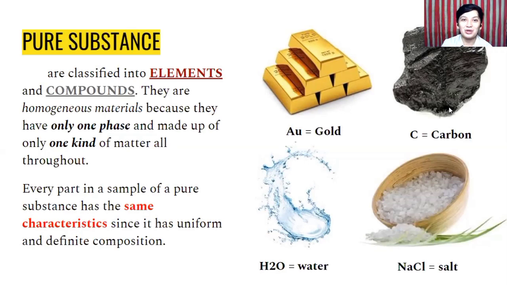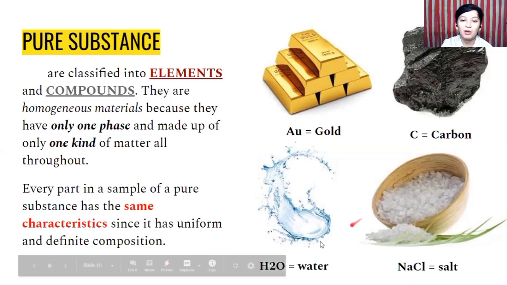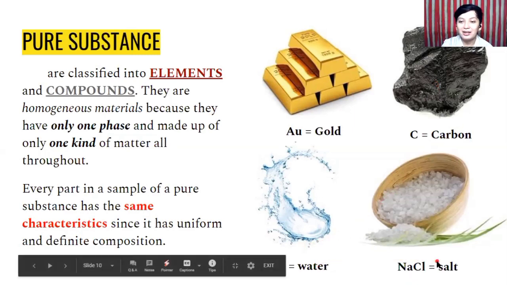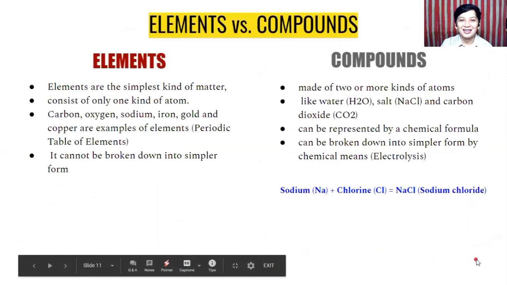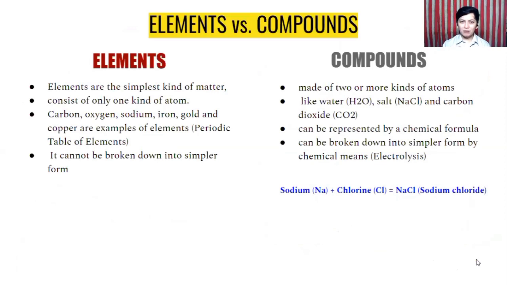Okay? So those are some examples of elements and compounds. Gold and carbon are elements, while water and sodium chloride or salt are compounds. So, how are we going to differentiate the two? How will we know if this substance is an element and if this substance is a compound?